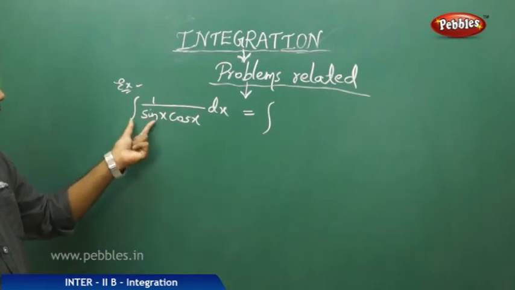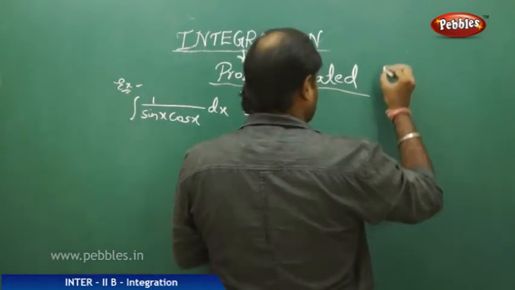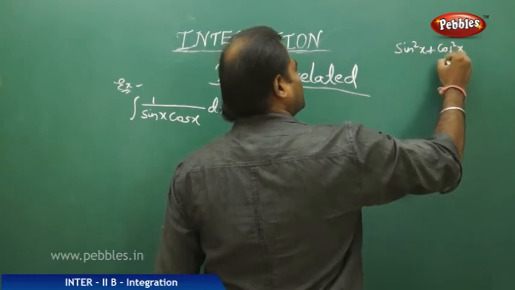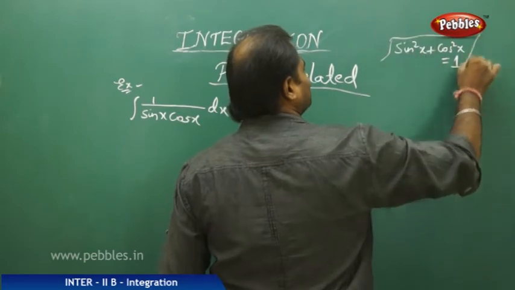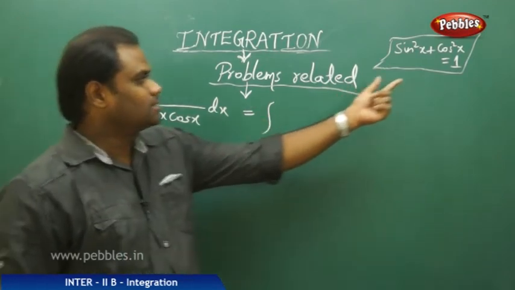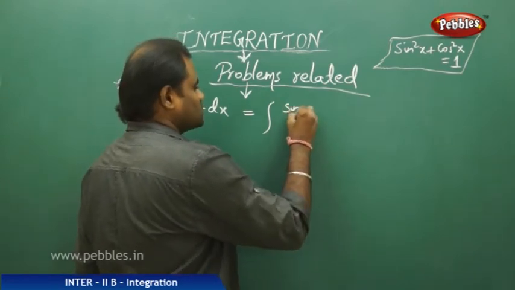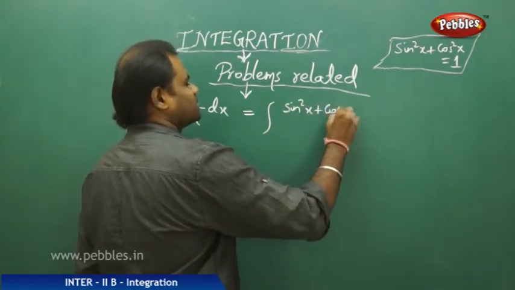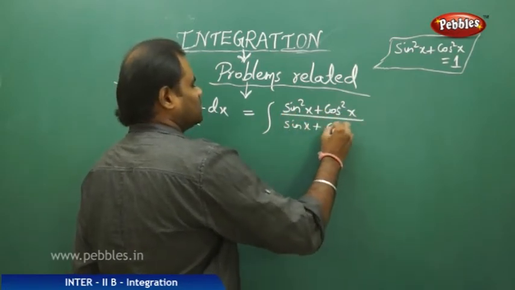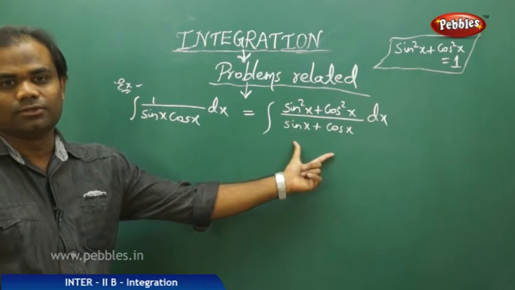Now here we see that clearly there is no trigonometric term in the numerator. I can use the formula sin square x plus cos square x is 1, which we have in the formulae of trigonometry. So in place of 1, I substitute sin square x plus cos square x. So 1 reduces to sin square x plus cos square x by sin x cos x dx, is how this function reduces to the new function.